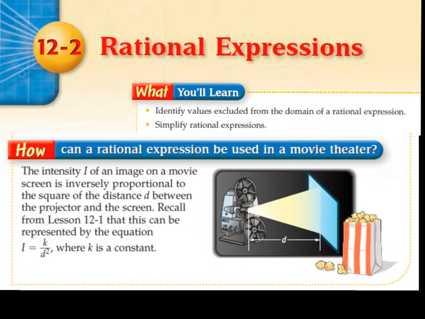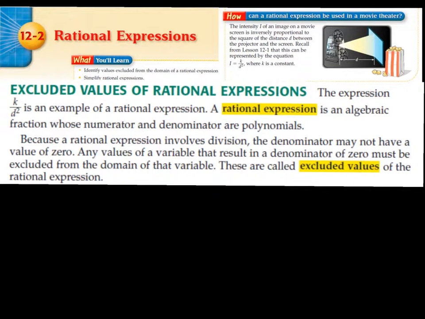Recall from lesson 12.1 that this can be represented by the equation I equals k over d squared, where k is a constant. The expression k over d squared is an example of a rational expression. A rational expression is an algebraic fraction whose numerator and denominator are polynomials. Because a rational expression involves division, the denominator may not have the value 0. Any values of a variable that result in a denominator of 0 must be excluded from the domain of that variable. These are called excluded values of the rational expression.